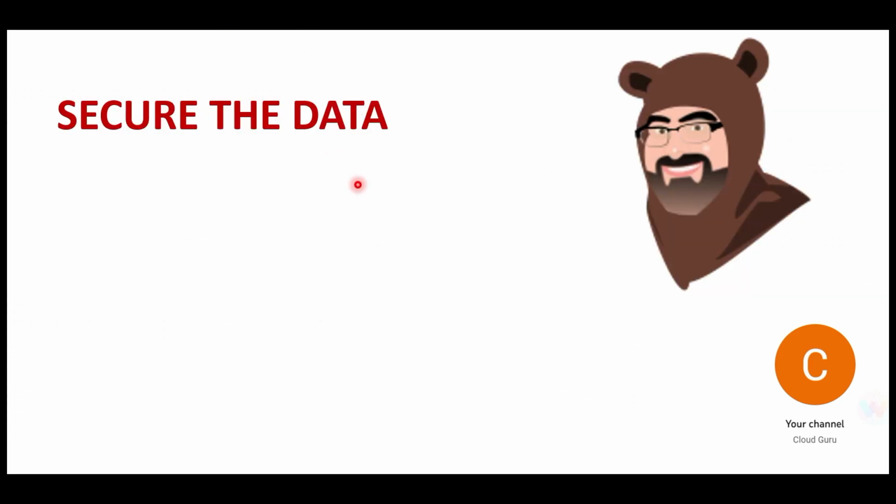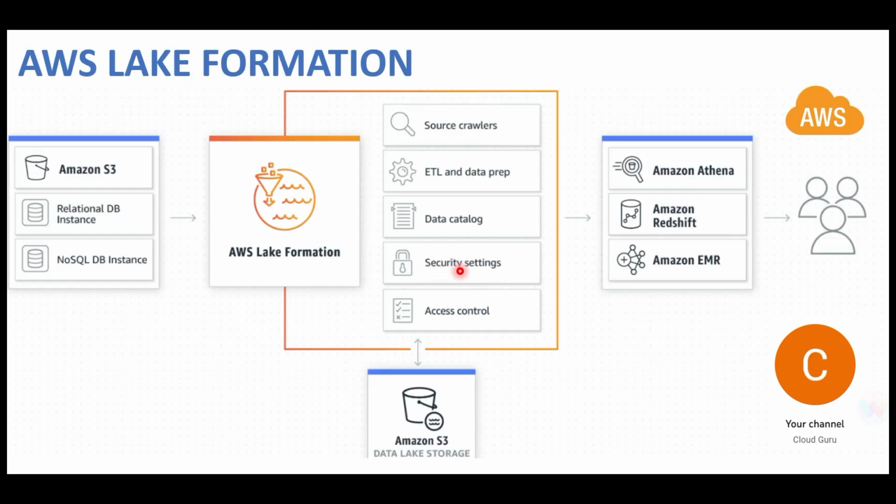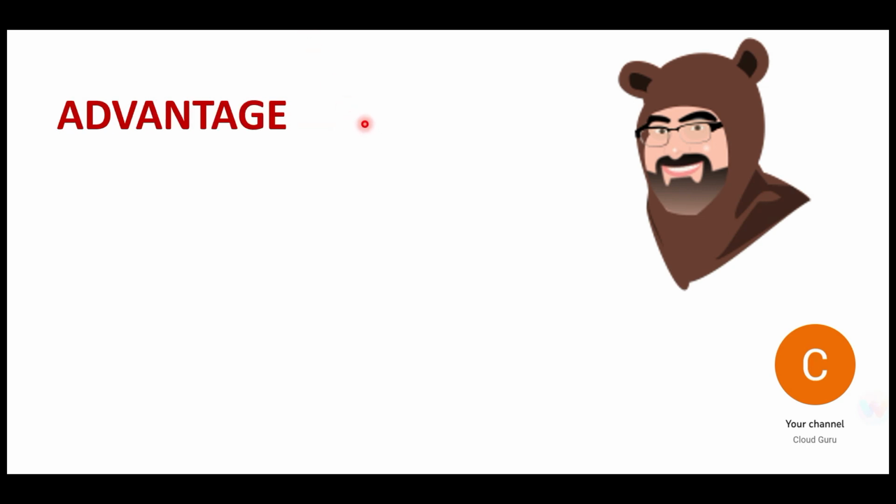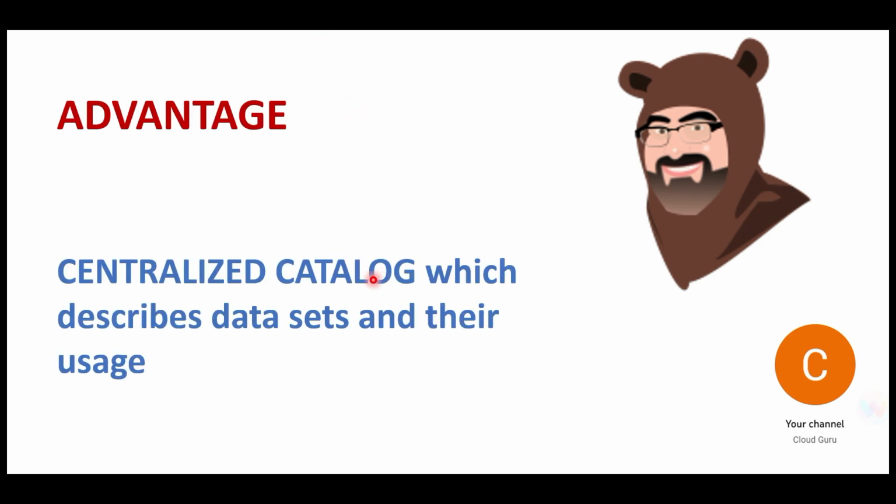Once you have cleaned the data, you have to secure the data. That means you have to apply security settings and access controls. And it is very important to secure your PII or sensitive data. So what is the advantage of using Lake Formation? After this process, you have a centralized catalog which describes what data sets you have and what their usage is, so that anybody who wants to use it can go to this data lake. It's like a water lake. Anybody who wants water can go and drink it.